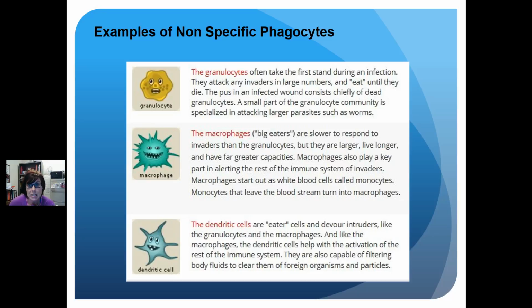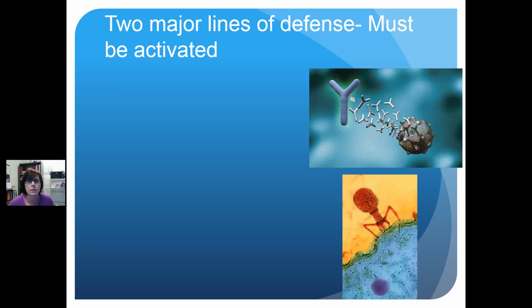All right, then there's dendritic cells. Dendritic cells are also eaters, they devour intruders just like the granulocytes, the first responders, and they also play an important role in activating your specific immune response. So those are your generalized responses.